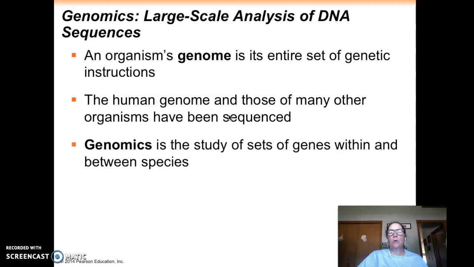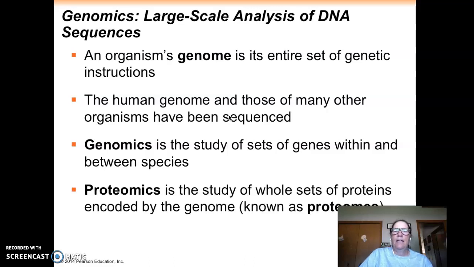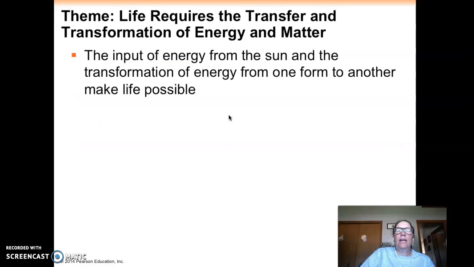Okay, so genomics is the study of those genes within the species, and sometimes they compare them, and that's how they can tell that we're really closely related to chimpanzees, because our DNA is very similar. Okay, and then they also study the proteins made from those genes, proteomics, or they call it proteomes. So a genome produces proteomes, and again, making a protein is the ultimate goal of those genes.